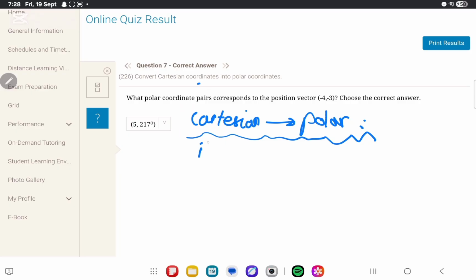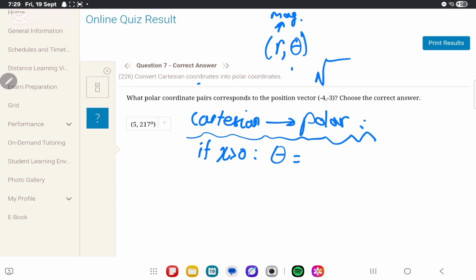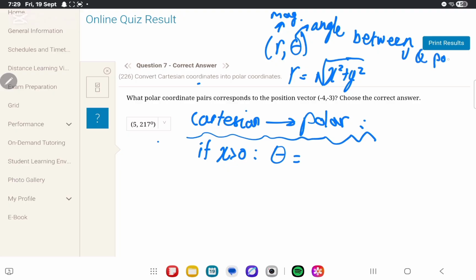So if x is greater than 0, then theta is very easy. This is only for finding theta. Just as a quick refresher, polar coordinates are expressed as r comma theta. R is the magnitude, so you know how to solve for it: r is the radical of x squared plus y squared. Theta is a bit different. Theta is the angle between the vector and the positive x-axis.